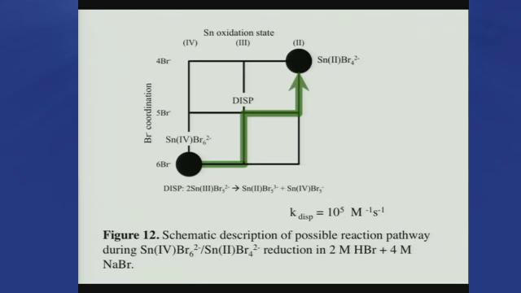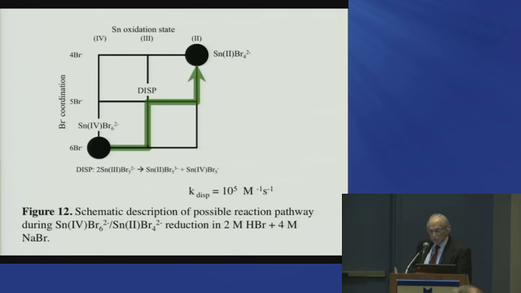So what's happening in the process, we think, is this. Let's write this as the so-called square scheme. As we go across left to right, we're adding electrons. As we go up and down, we're losing bromides, so this is a bromide number. Bromide goes 6, 5, 4. Electrons go add 1, add 2. Start here at tin 4 and end up at tin 2.